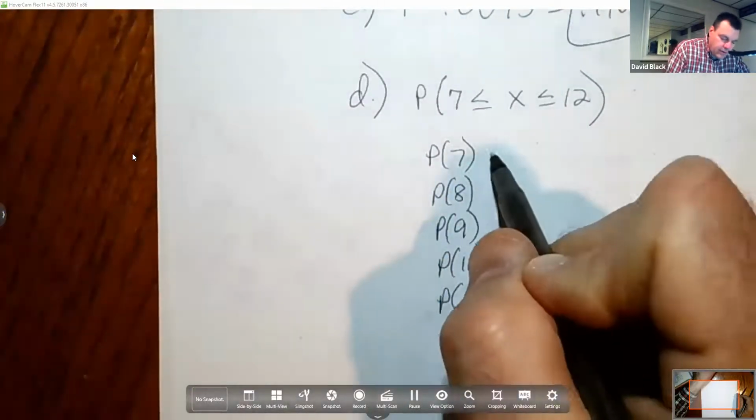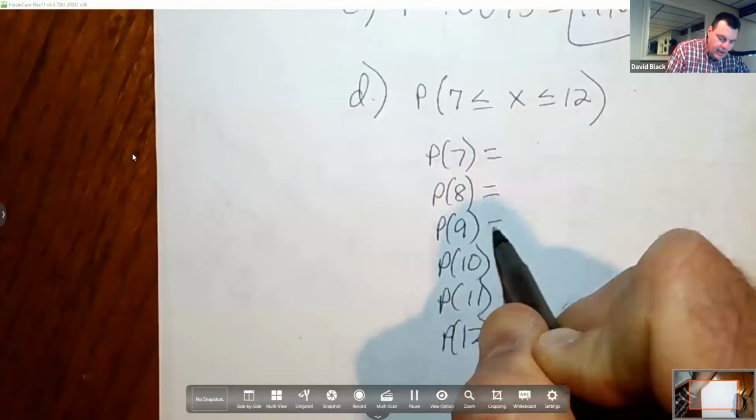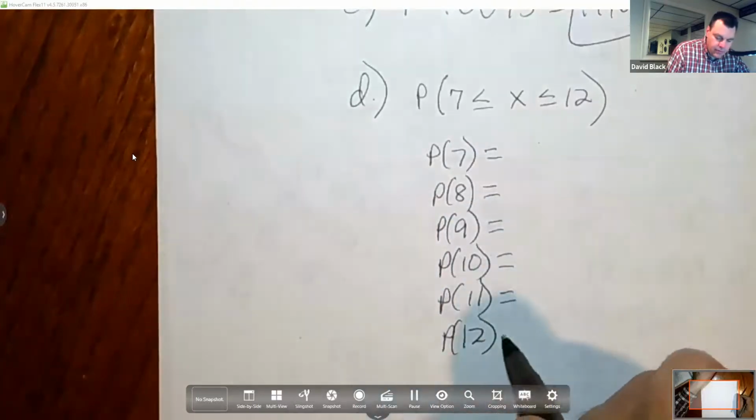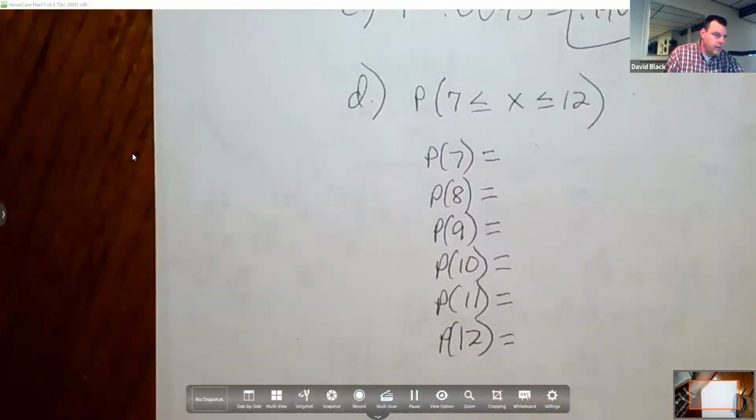By the way, all of these are individual probabilities. You're not adding up through the number. You're just looking for the probability of the number. So these should all be PDF problems that you're doing here.